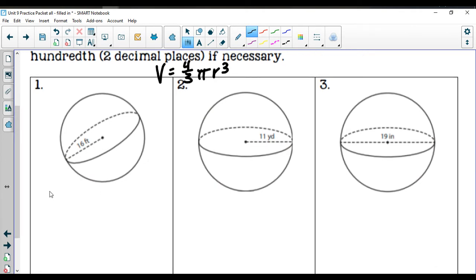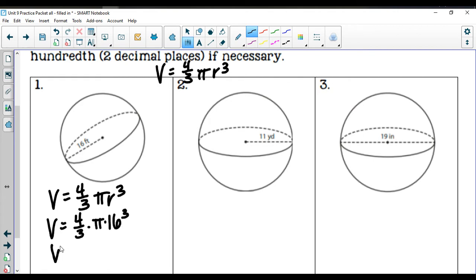In this first one, I do have my radius. So volume is 4/3 pi r cubed is my formula. Plugging in, I'm going to go ahead pi times 16 cubed. So 4/3 times pi times 16 cubed. And don't forget, you can use that little arrow feature on your calculator to do that third power. We get 17,148.59, and this is going to be feet cubed. And that is after rounding here.